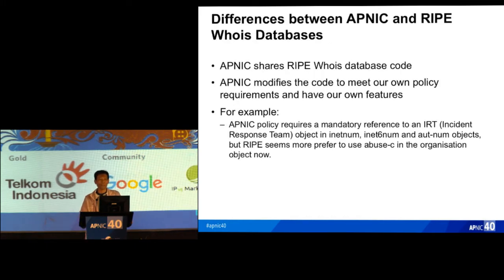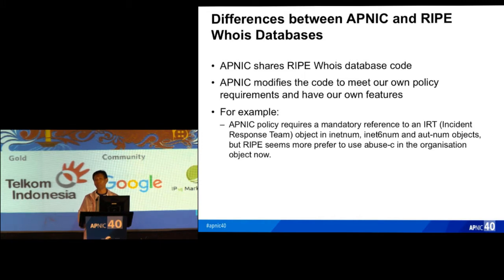First, I would like to talk about the difference between APNIC and RIPE NCC Whois. APNIC actually shares the RIPE NCC Whois database code; we take the code from RIPE NCC. They develop the code, and then we just use the Whois code. APNIC also modifies the code to meet our own policy requirements, like if we have a new policy or something that is only in the APNIC region.